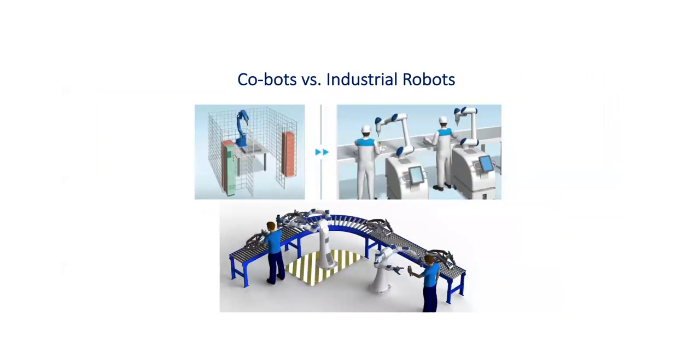And let me introduce another kind of robots. We say cobots. Cobots are collaborative robots. This is the real robot that we are talking about in the fourth industrial revolution. So to be more accurate, we should talk about cobots, collaborative robots. Okay.